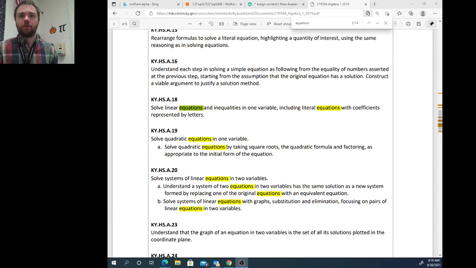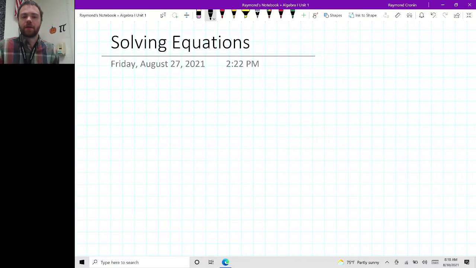All right, so we're going to start out with the standard, and then we're going to go to a pretty clear goal. What we're trying to do here is solve linear equations, and we'll get to inequalities next time in one variable. So we're going to cover literal equations later. Right now we want to solve linear equations. Okay, so we're going to get started.